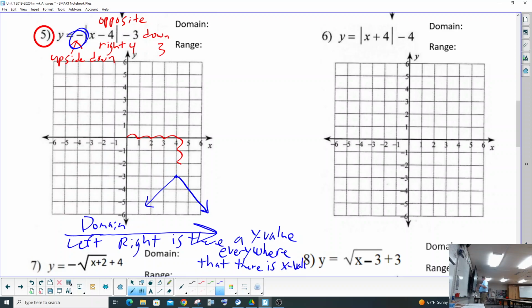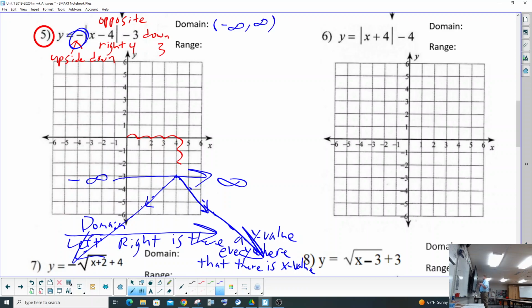So absolute value is different than radical. Absolute value will be going to the left, right? So we're going to start at negative infinity, which goes down forever. And then as we go to the right, which also goes down forever, it's going to be negative infinity to positive infinity, because everywhere on the graph there's a point from left to right. So negative infinity to positive infinity.